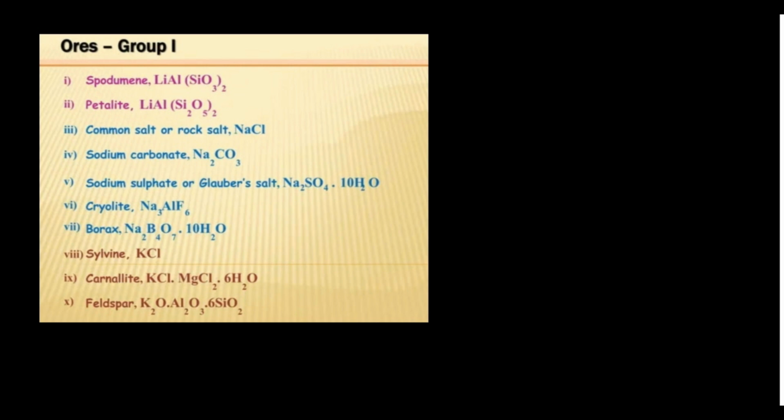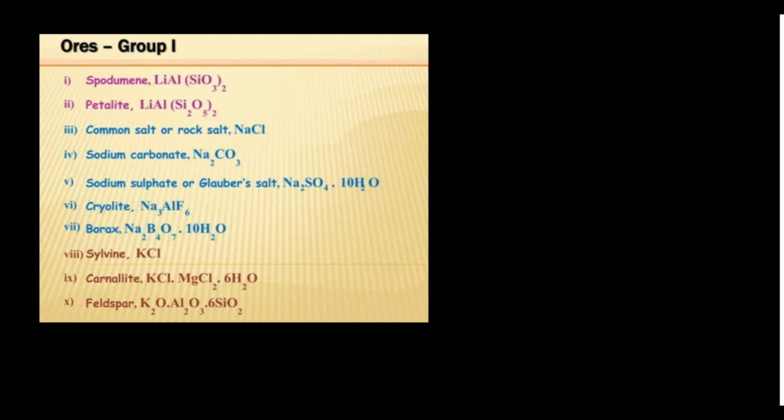Then cryolite is also there, which is a source of sodium, and then borax, which is the hydrated form with 10 water molecules. Then sylvine, which is the source of potassium, that is KCl. Then carnallite, again a source of potassium chloride. It is a kind of double salt, present along with magnesium chloride. Then feldspar, which is very common, is the source of potassium again, and it is potassium oxide and aluminum oxide silicate. It is a double salt. The 9th one, carnallite, and the 10th one, feldspar, are double salts. Remaining all are single salts.